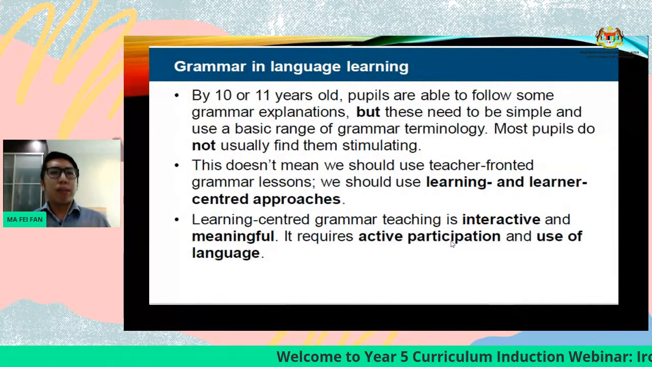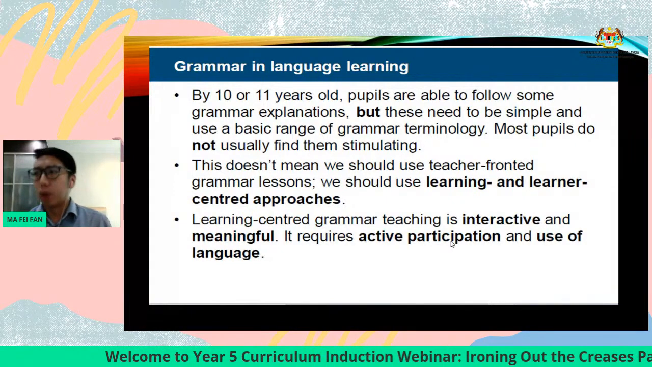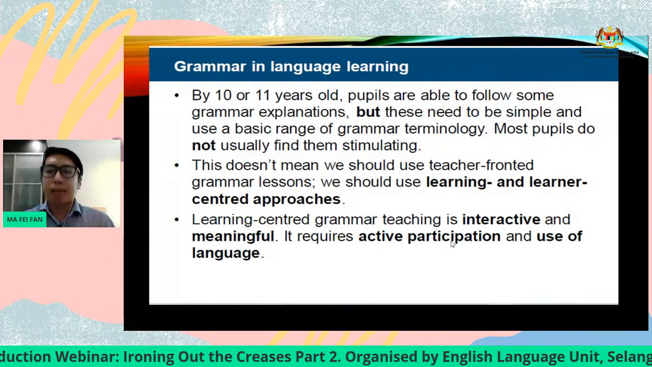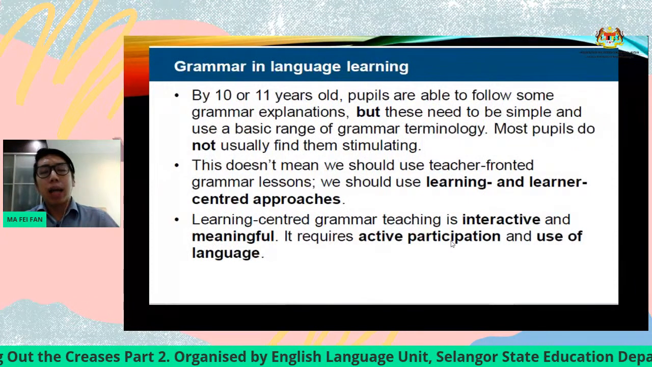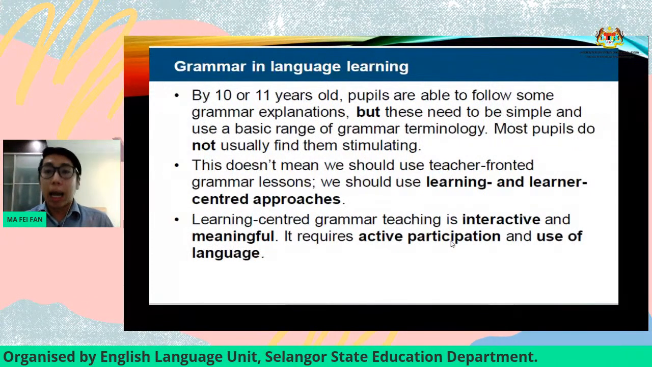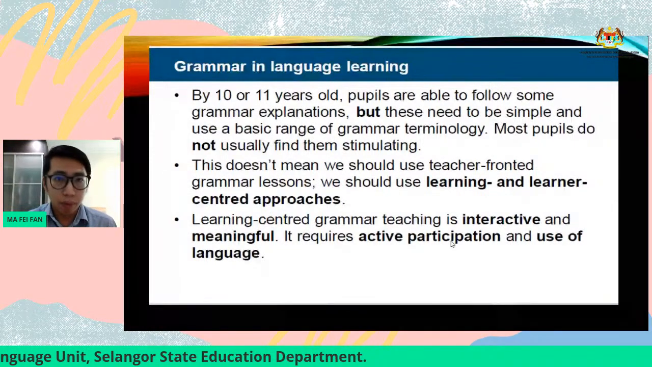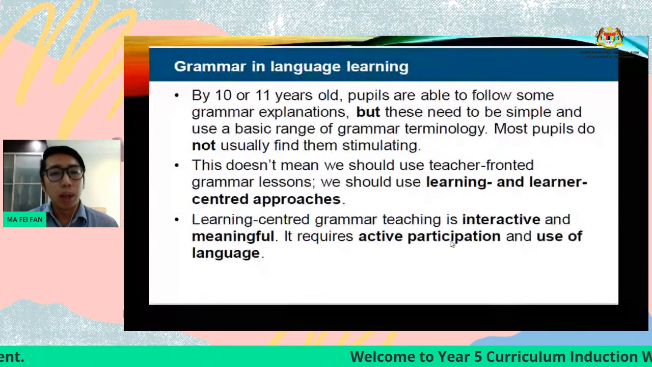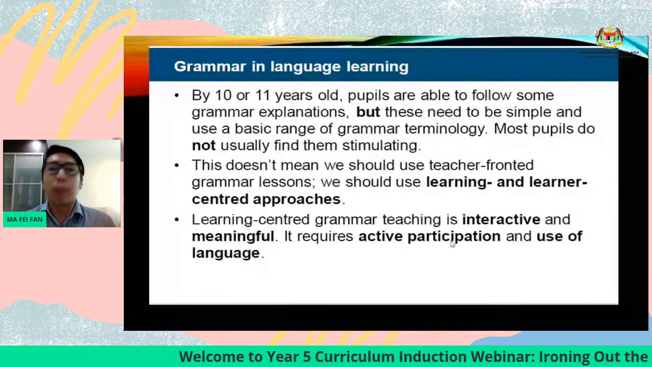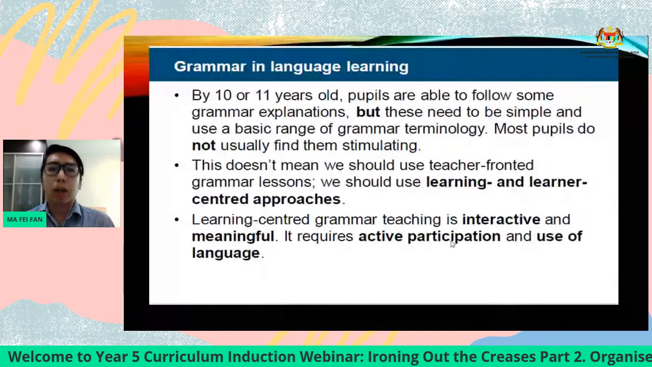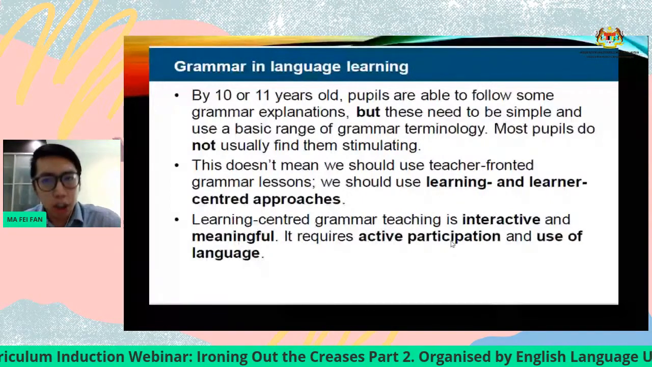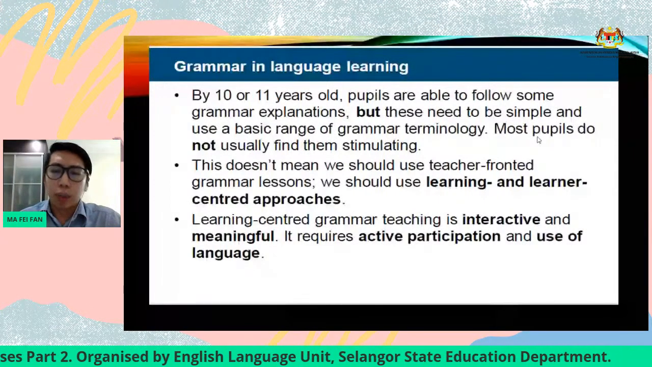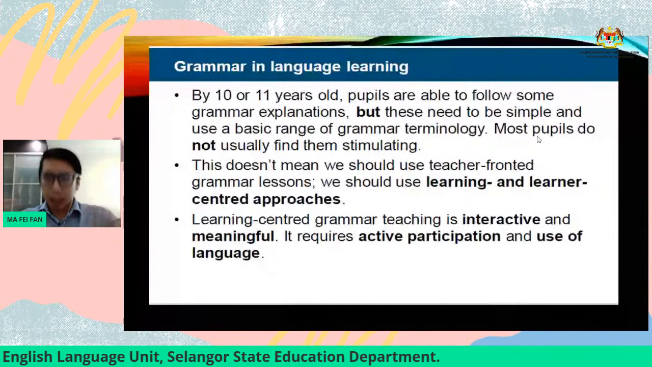So when we consider the teaching of grammar, especially for Year 5, we need to consider the cognitive ability of the pupils at that stage, okay? When they are at the age of 10 or 11 years old, they are able to follow some simple explanations, but these need to be simple, and we cannot use complex grammar terminology, because if we use those, they might not find your lesson stimulating, and it might bore them. So we do not teach grammar directly to the students.